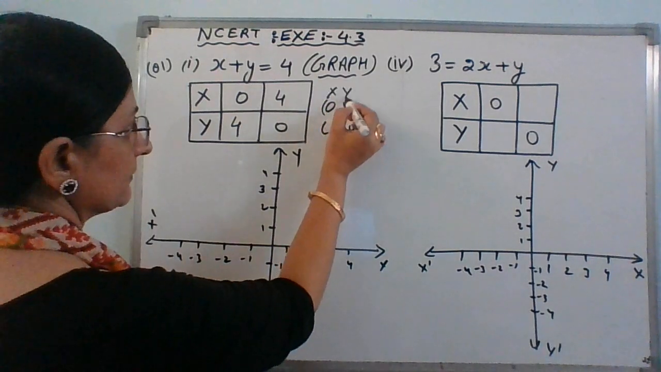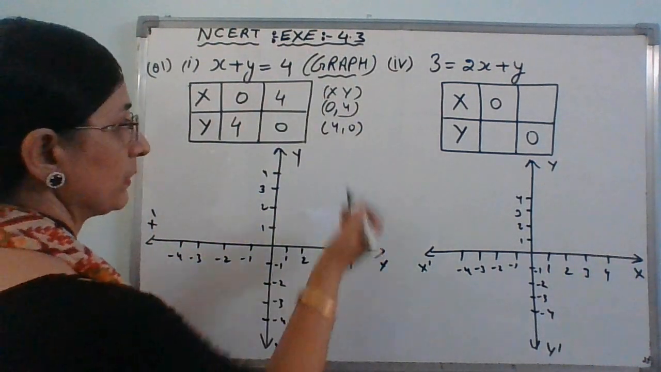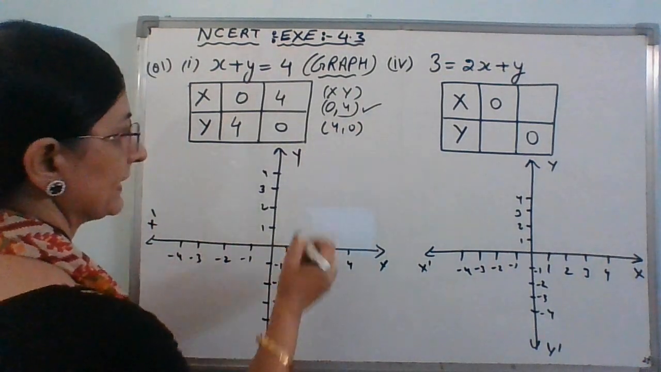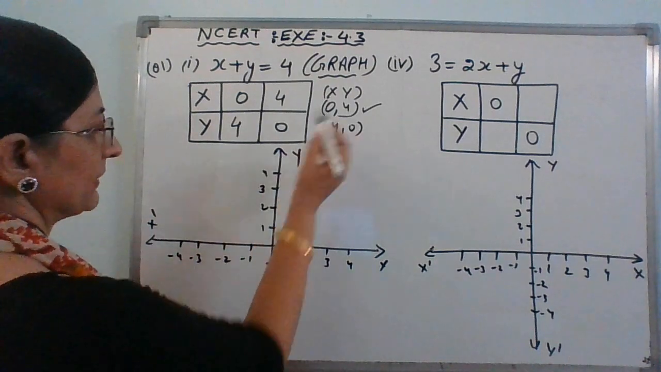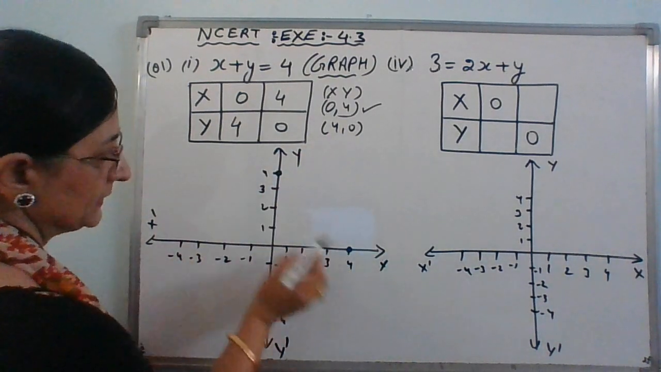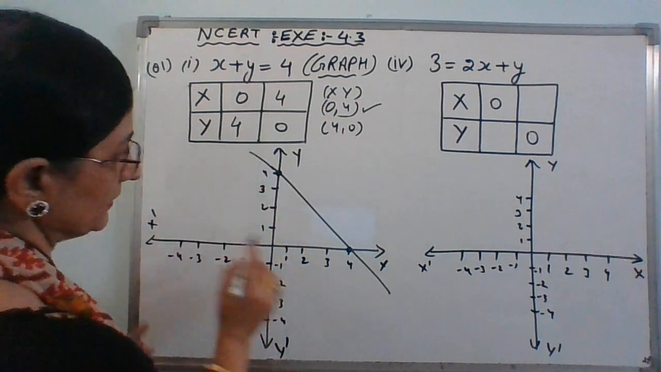We write as x and y. First we write the x coordinate, then we write the y coordinate, right? Okay, now let us plot this (0, 4). x is 0, where is x 0? y is 4, this point. Where x is 4 and y is 0, this point. You just have to join these points, right?